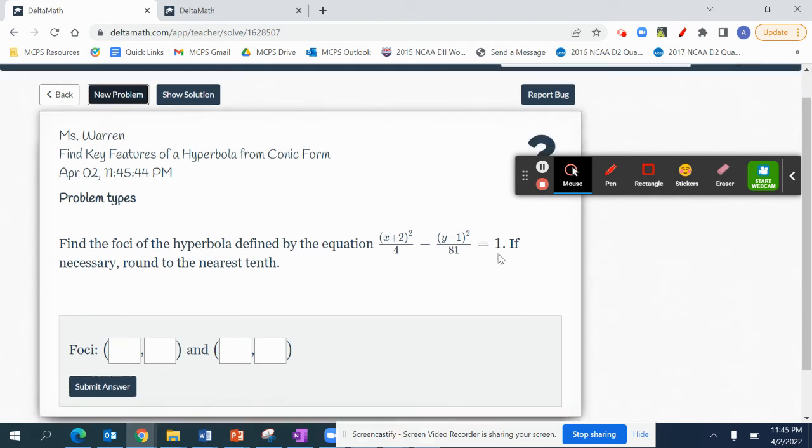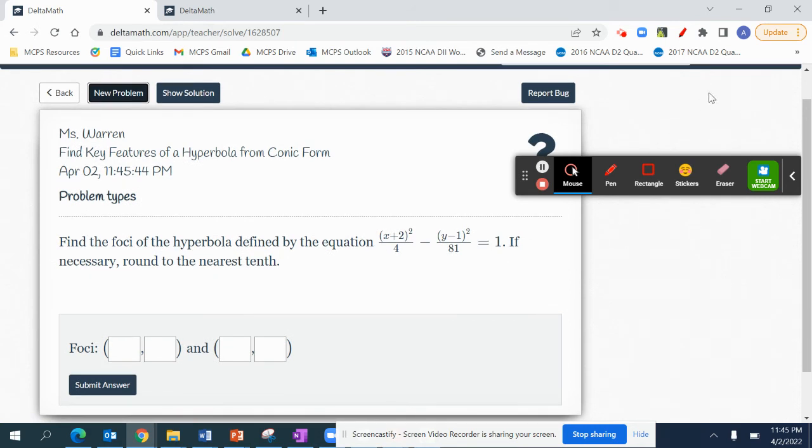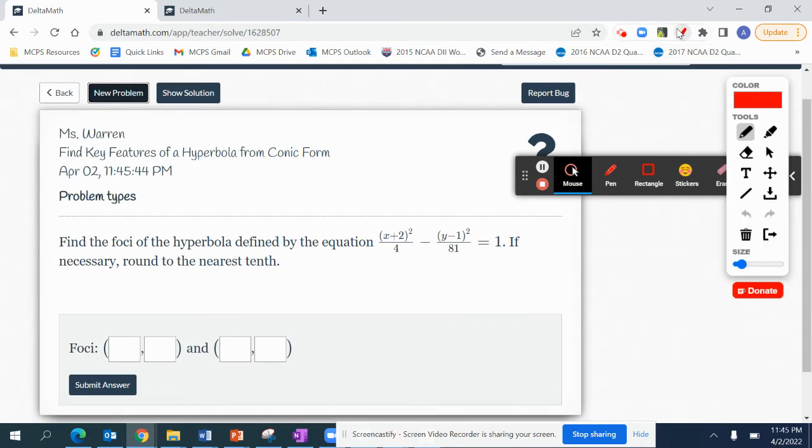So when I look at this, I'm trying to find the foci. Again, you're going to need to know the center to begin with, because when you solve for f, that'll just be a distance from the center. So the center here is -2, 1. And then I need to find f, so I'll do f squared equals a squared plus b squared.